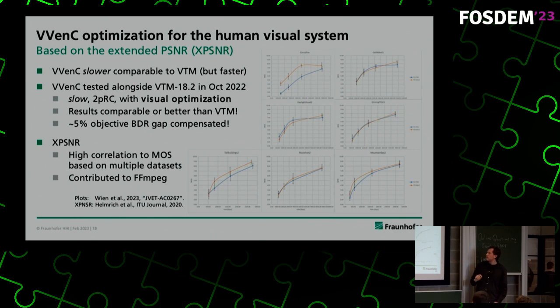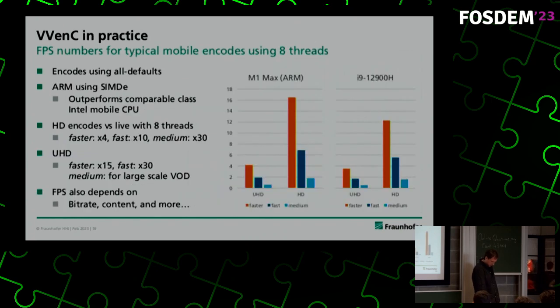And as you can see in the graphs, VVenC in orange matches or outperforms VTM, which means that our visual optimization is well able to at least close this 5% gap, if not even add more in terms of subjective visual quality. So yeah, that's really nice.